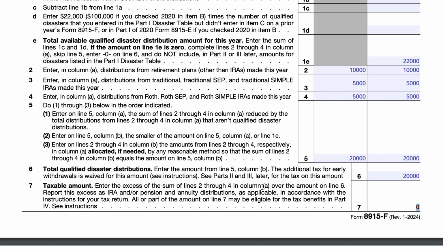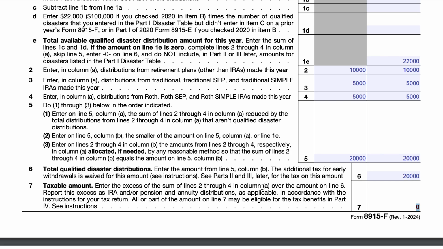Now when we get to parts 2 and 3, this is where we start talking about the rule where you can accept the taxes over a 3-year period. This simply is the taxable amount for any amount above and beyond what is considered a qualified disaster distribution.